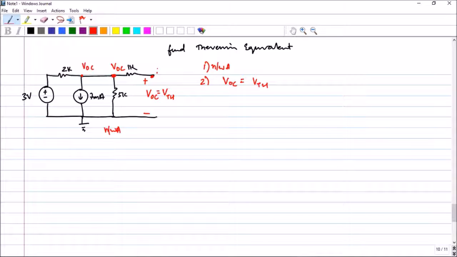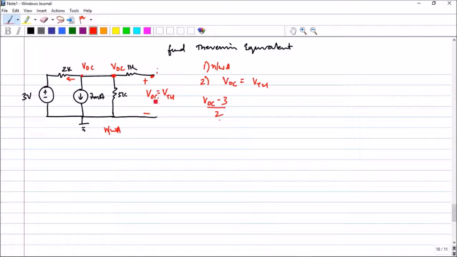So I can use my trusty node voltage technique here. VOC minus 3 divided by 2 is this particular current, and the 7 milliamperes is going down. Because it is given as 7 milliamperes, I am putting the 2K directly as 2, because volts divided by a resistance in K gives milliamperes. It's a thumb rule. In case they had given it in 7 amperes, I should have converted it into 2000 ohms.